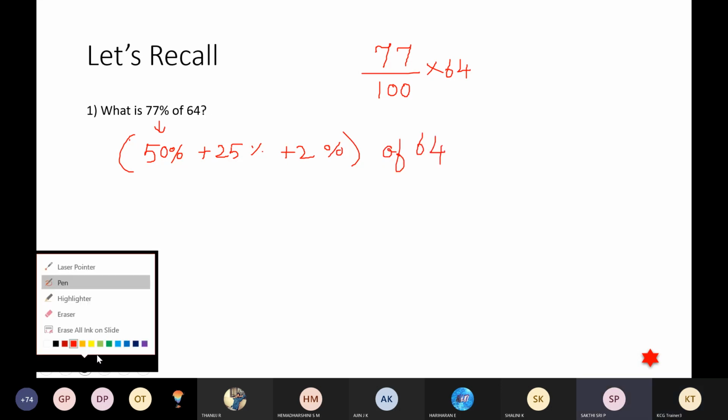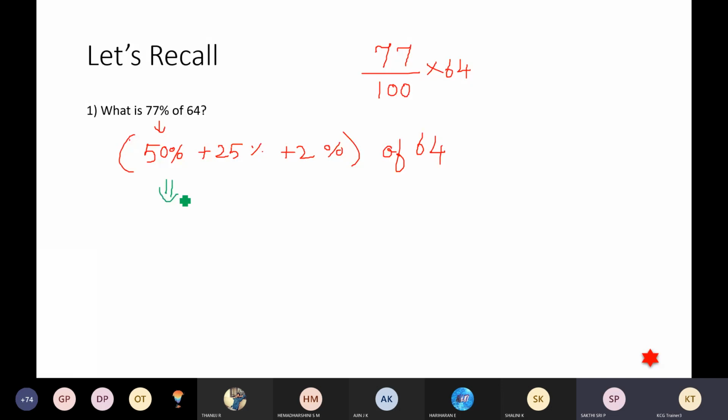I will start with 50% of 64. Can you guys tell me what is 50% of 64? Come on, guys. Yes, it is 32. What is 25% of 64? Very good. It is 16, because 1/4. 16 fours are 64.